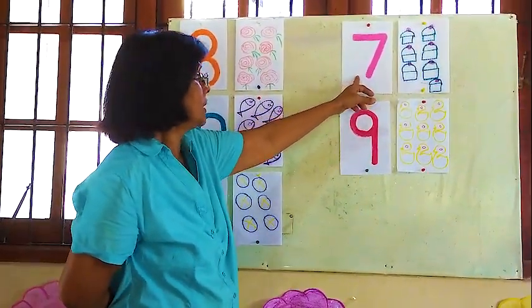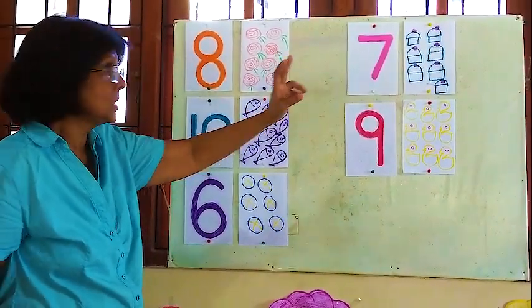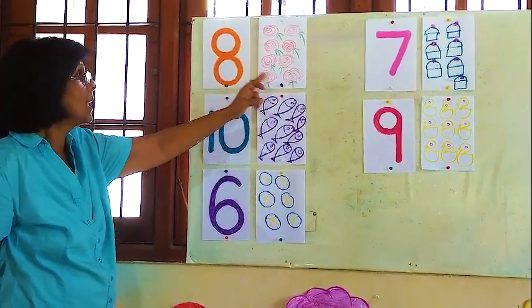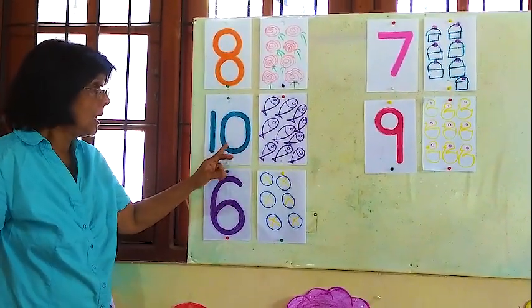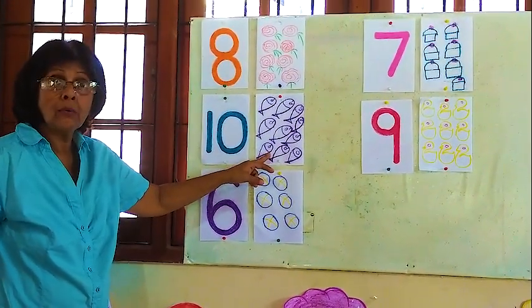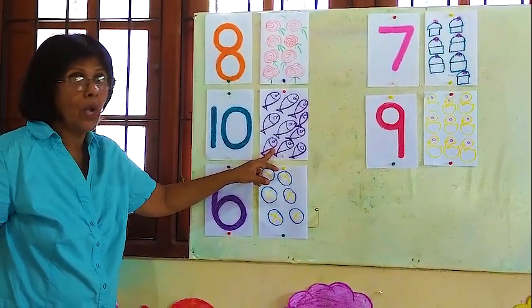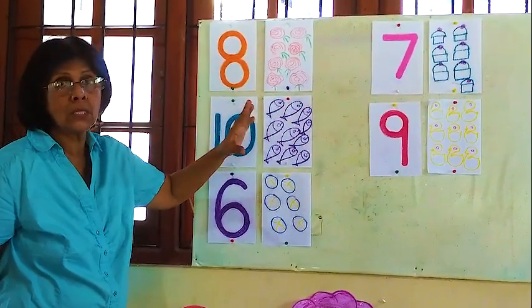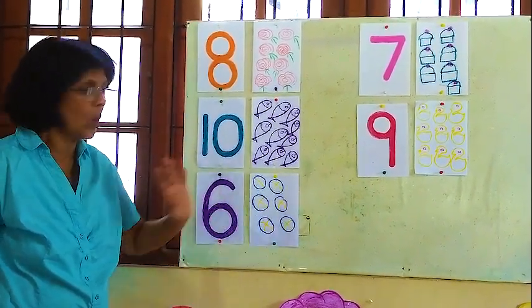Now for 9 pictures. For 7 cupcakes, 7 pictures. For 8 roses, 8 pictures. For 10 fish. Anything that you want, you can draw for these numbers. Right? Here number 6. For 6 balls.